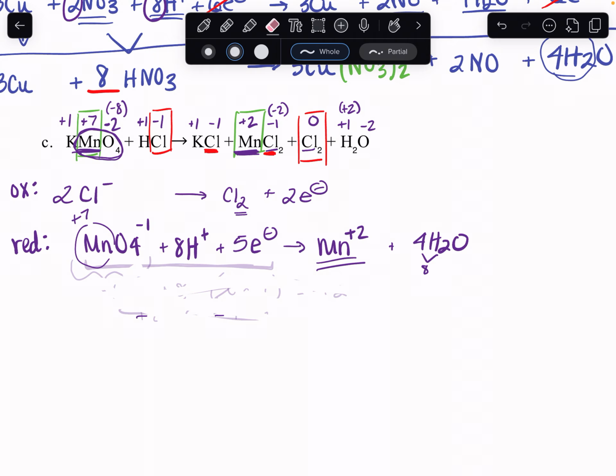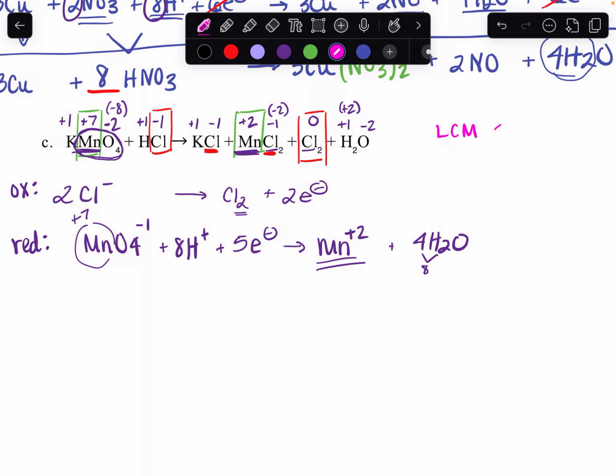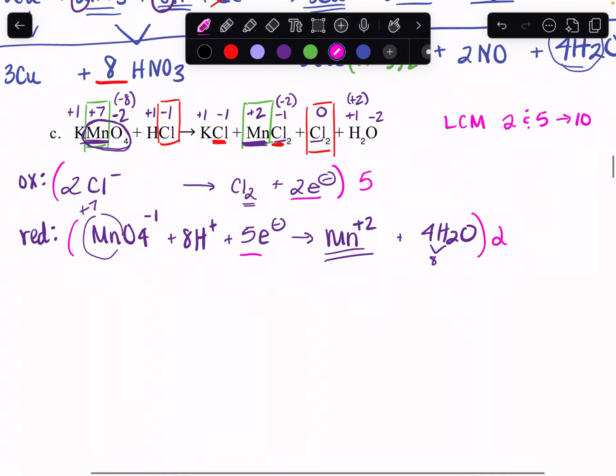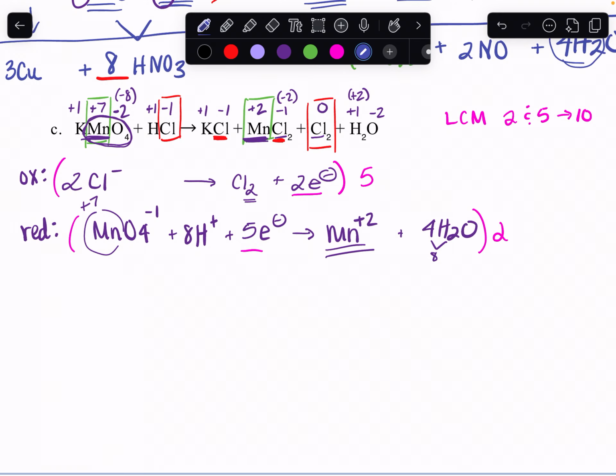And we'll just get rid of this. So, next step would be, well, my electrons have to be equal. I'm going to use that lowest common multiple theory. Lowest common multiple of 2 and 5, right? 10. So, I'm going to multiply this top equation by 5 to get 10 electrons. Multiply the bottom one by 2 to also get 10 electrons. Okay? Smooth. And I'm just going to write the balanced equations out below.